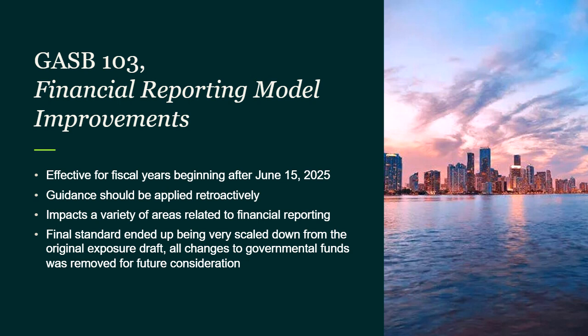The next area is unusual and infrequent items. Statement 62 defines the terms unusual in nature and infrequency of occurrence, which is still how they are defined. Any items identified as unusual or infrequent should be presented as inflows and outflows as the last item prior to net change in resource flows in government-wide, governmental fund, and proprietary fund statements. They should be presented separately and not netted, and should include disclosure regarding these items in the notes.